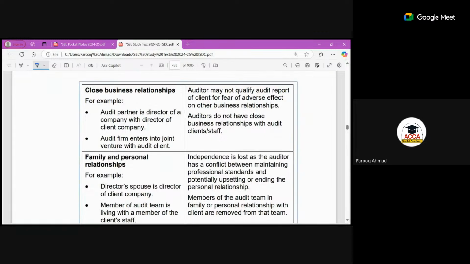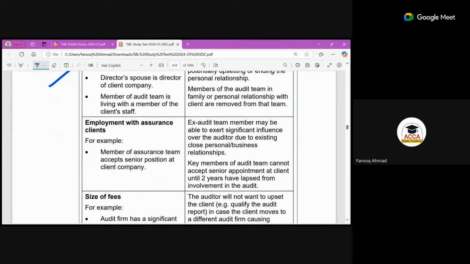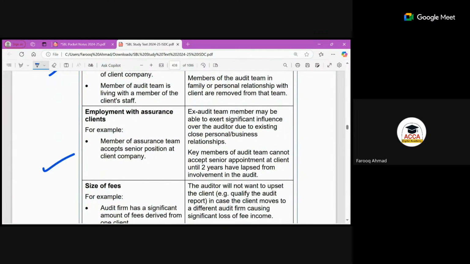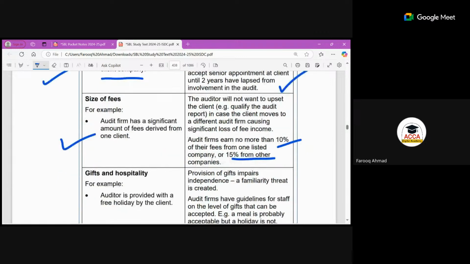Close business relationship. The same examples are there. Employment with assurance clients, for example, a member of the assurance team accepts a senior position at a client's company. There should be a restriction there. Time limitation is there. Size of fees: an example is 10% of their fees from one listed company or 15% from other companies. So this is the rule, the same rule which you studied in F8.